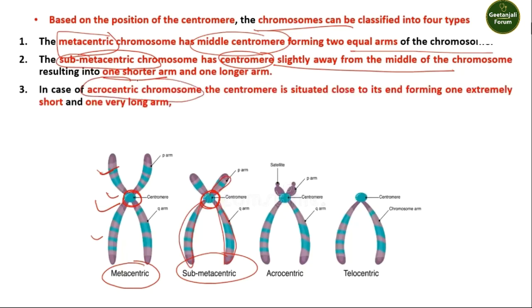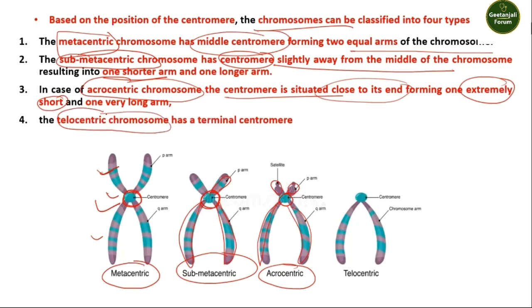Then acrocentric chromosome. This is the acrocentric chromosome. In this, the centromere is situated close to its end. You can see here, it is situated at this end. Because of this, one arm is extremely short and one arm is longer. Then telocentric chromosome. This type of chromosome has a terminal centromere. It means it has only one side arm and the other side arm is absent.